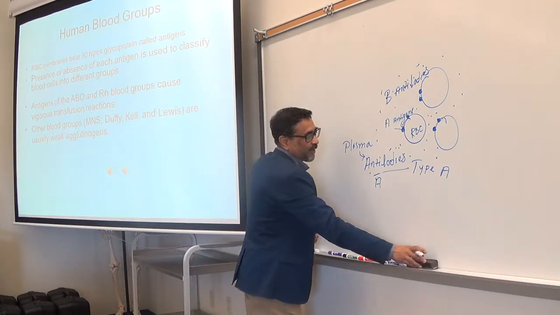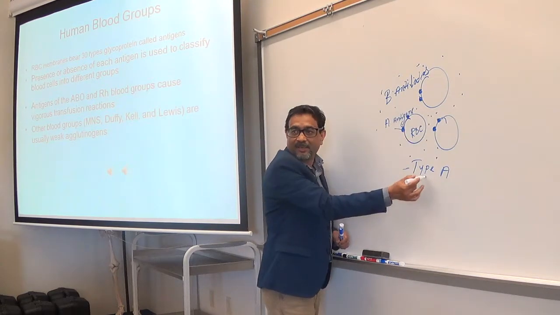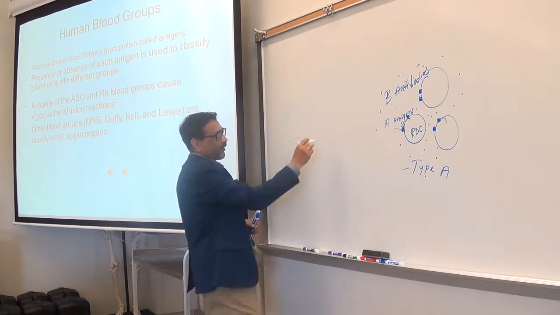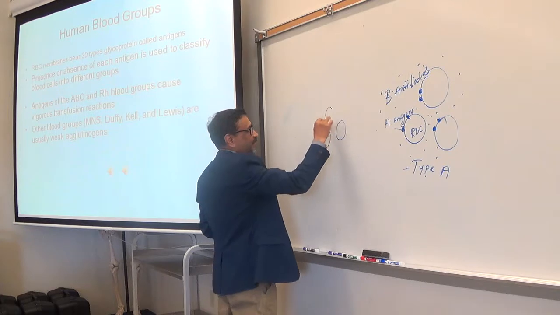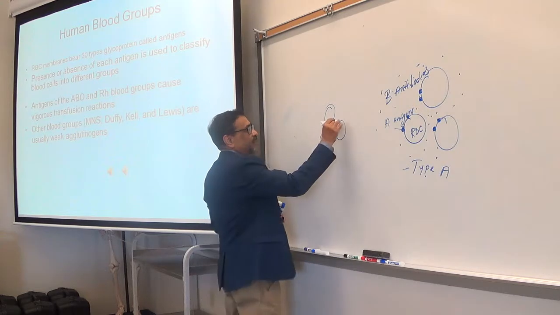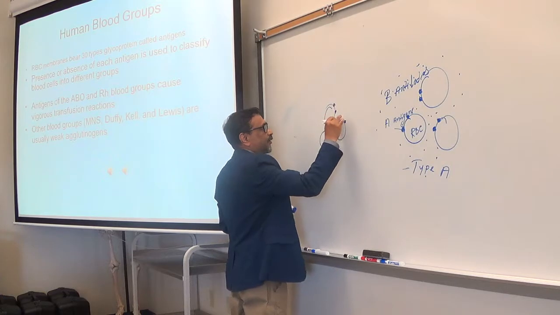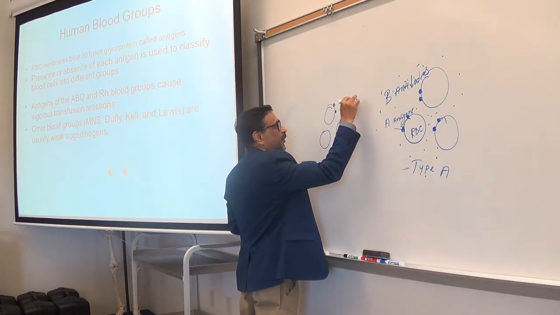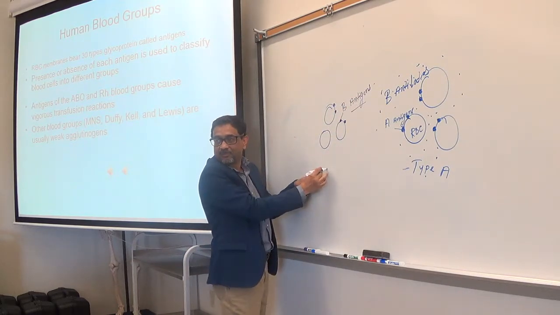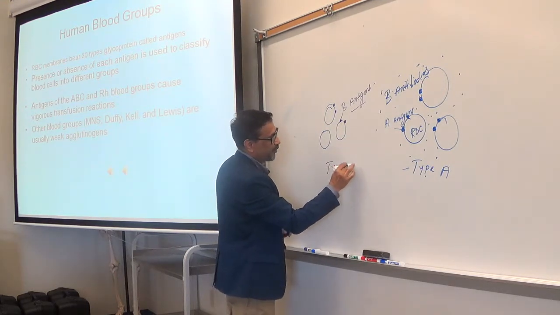So now you tell me, this is blood type what? A. Is it clear? Because you have A antigens on the red blood cell surface. Let me draw another blood type. This is another person. This person on the red blood cell, you have B antigens. So what is the blood type? This type? B. Make sense? Okay, so this is type B.